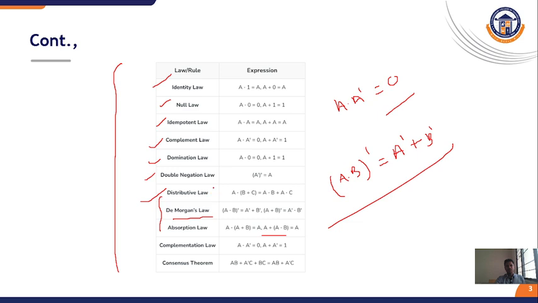By using the distributive law, we can write A dot (B plus C) equals A dot B plus A dot C, and by using the associative law, we can write A plus (B plus C) can be rewritten as (A plus B) plus C. So by using these kinds of laws, we can reduce the Boolean functions. We will see examples for better understanding.